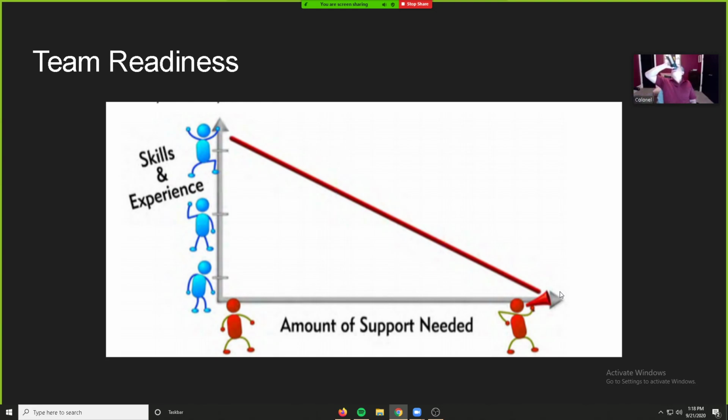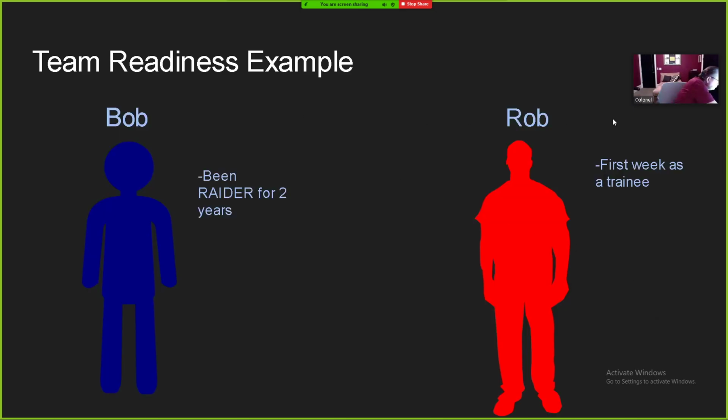So another factor to consider is team readiness. First is how motivated someone is, and the next is how prepared they are, or how experienced they are in a certain task. And again, this is a visual. It's not really that accurate when you consider getting closer to zero, right? But here's another example.